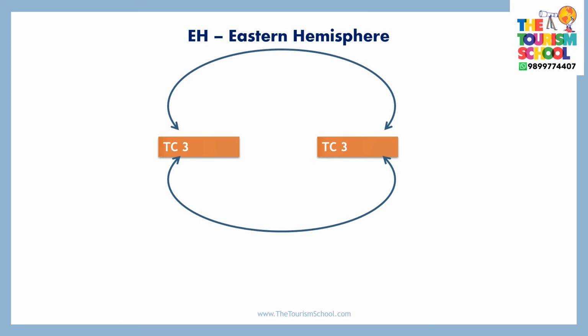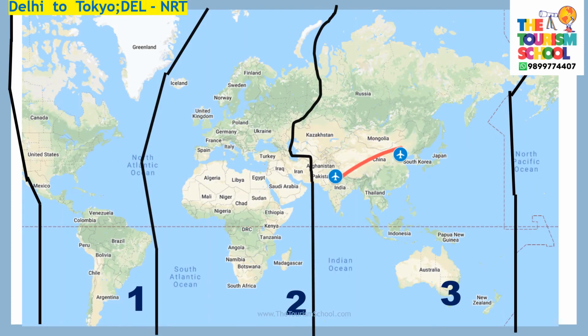If the aircraft remains in only TC3, means the origin point is in TC3 and the destination point is also in TC3, then also the global indicator would be EH. If the flight goes from Delhi to Tokyo, Delhi which is India to Tokyo which is in Japan, so origin point is in TC3 and destination point is also in TC3. So again the global indicator would be EH only.